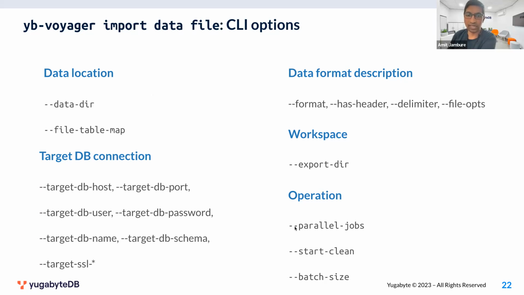For example, parallel jobs decides how many chunks you can import concurrently. The recommended value is, let's say your cluster has 100 cores, then you should specify 50 as parallel jobs. Then start clean: let's say you want to restart the entire import operation again, then you can use the start clean option. Batch size is how many rows you should include in one copy operation. The default size is the same as the rows per transaction, that is 20K.